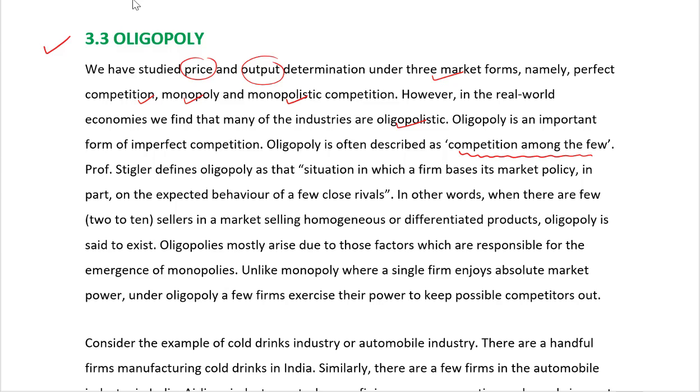Professor Stigler defines oligopoly as that situation in which a firm bases its market policy in part on the expected behavior of few close rivals. In other words, when there are few, 2 to 10, sellers in the market selling homogeneous or differentiated products, oligopoly is said to exist. Oligopolies mostly arise due to those factors which are responsible for the emergence of monopolies. Unlike monopoly, where a single firm enjoys absolute market power, under oligopoly, a few firms exercise their power to keep possible competitors out.